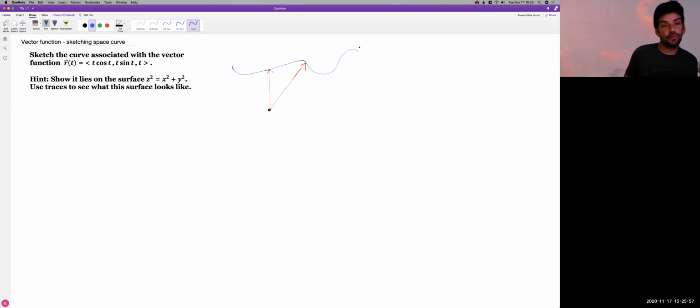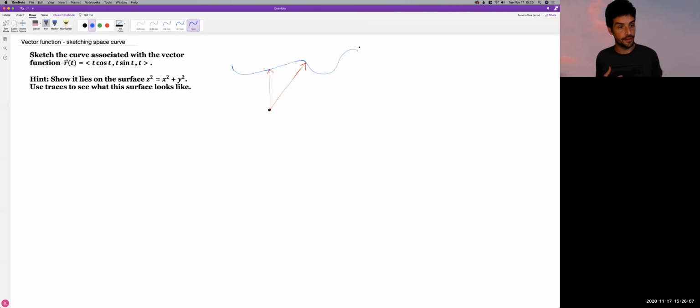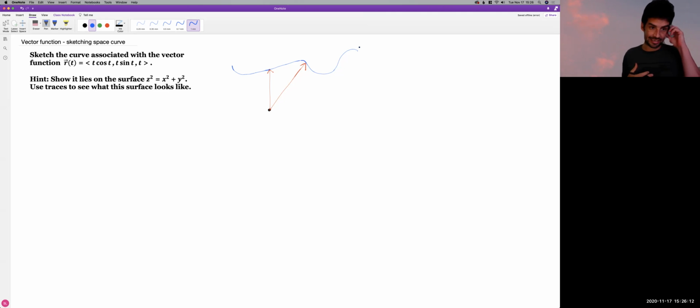So in this particular problem, we've got this vector function r of t is equal to t times cosine of t, t sine of t, and t. Those are the three component functions. And we want to sketch this curve.